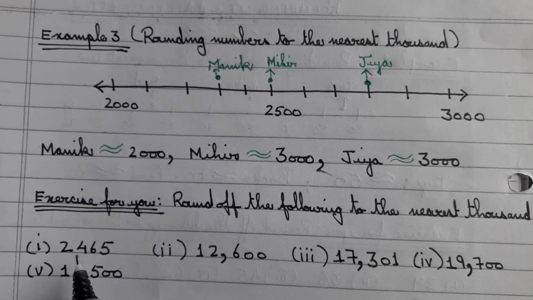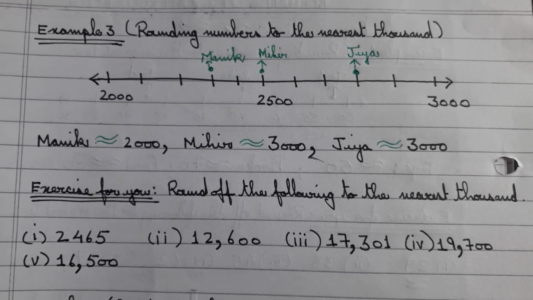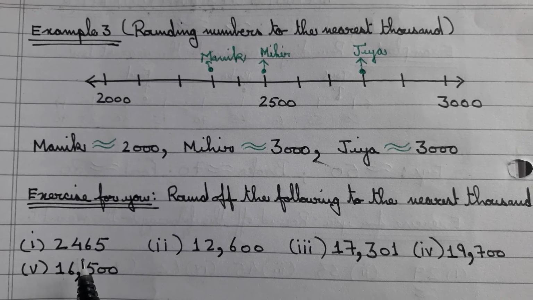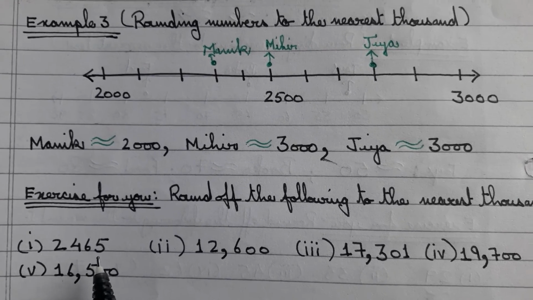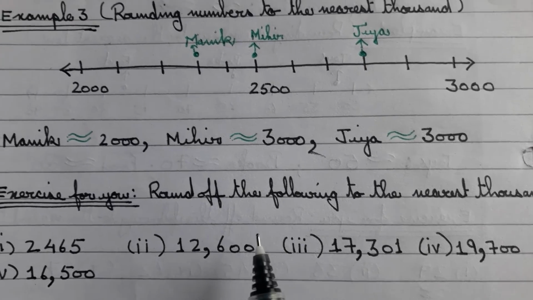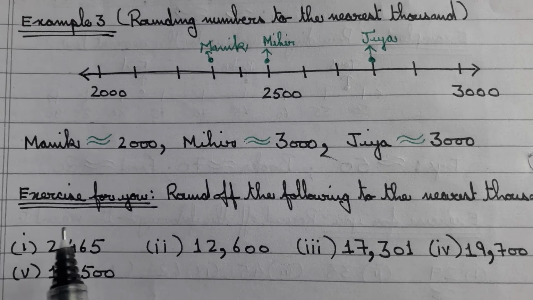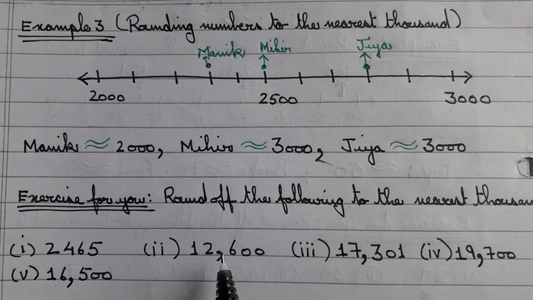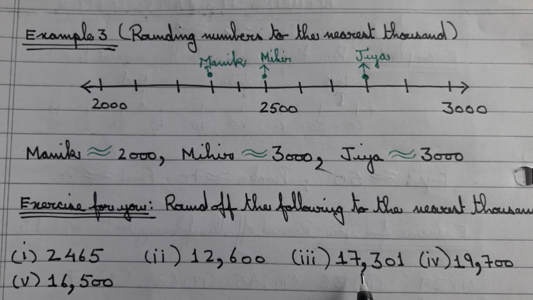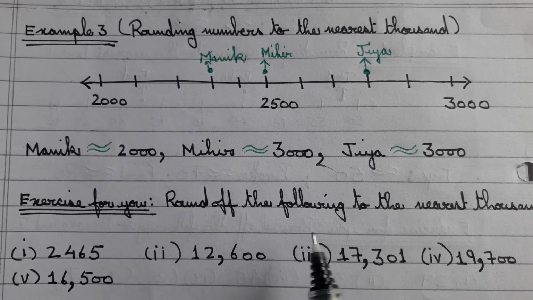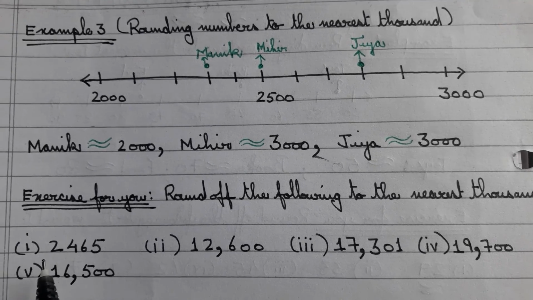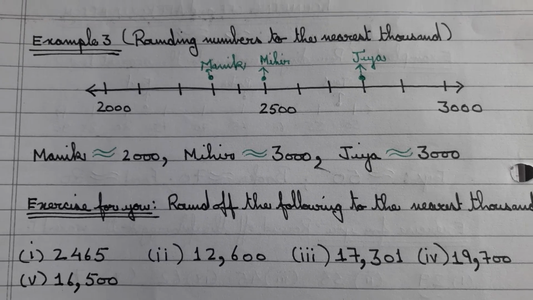But if you were to round it off to the nearest 1,000, then it will go to 2,000. 2,465, because it's 465, so it will go to the left hand side. It will become 2,000. And I repeat, it will be 2,000. 12,600 will go to 13,000, because it's 600, right? Greater than 500. 17,301 will go to 17,000. 19,700 will go to 20,000. And 16,500 will go to 17,000.